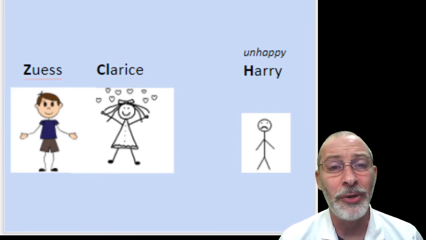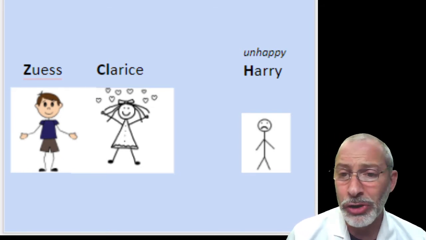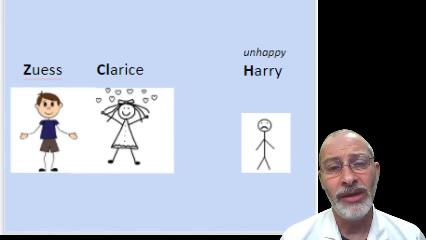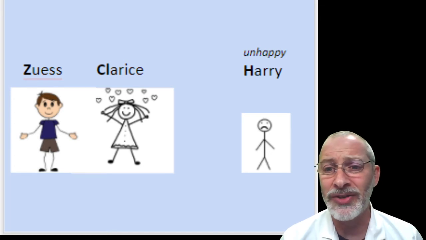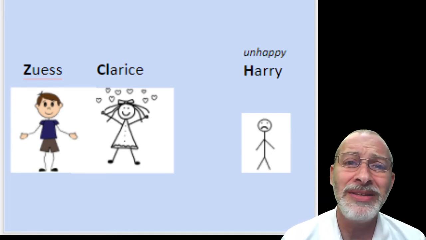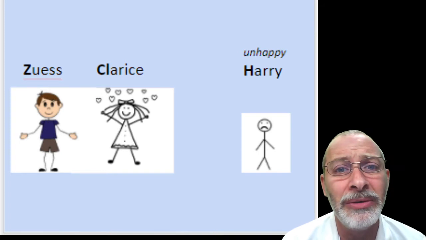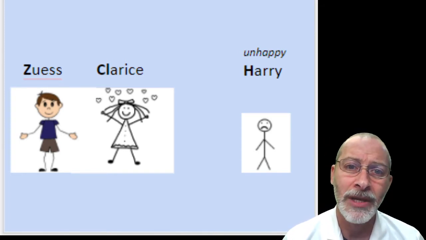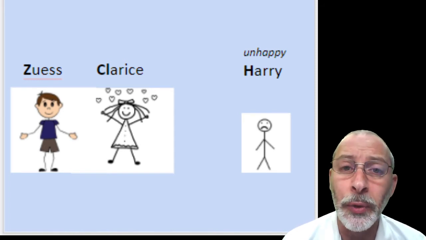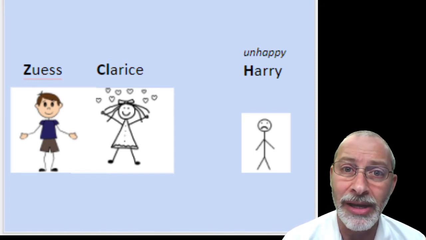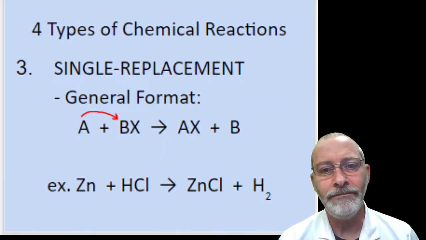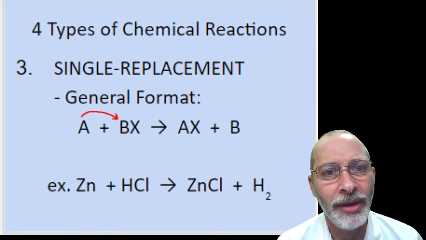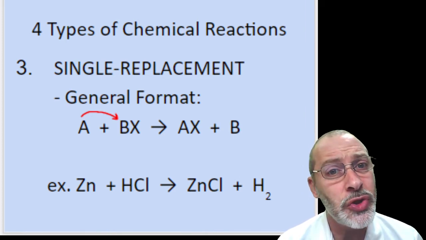Now, I do feel badly for Harry. In fact, if you look at Harry now, Harry is rather unhappy. He no longer has a smile on his face, but I wonder if there's anything that could be done to turn that frown upside down. But notice what has taken place right now. Zeus has replaced Harry. Think about it. Think about what just happened with Harry and Clarice and Zeus.